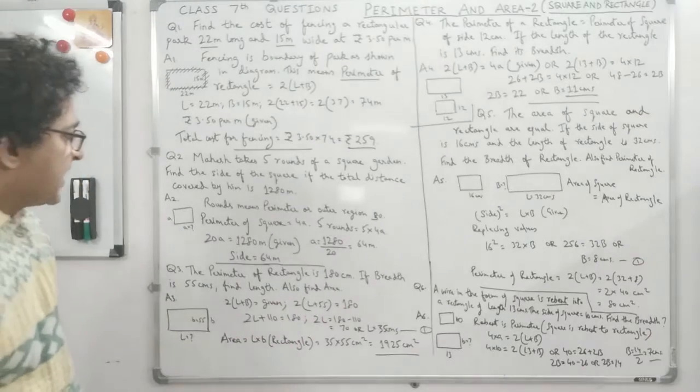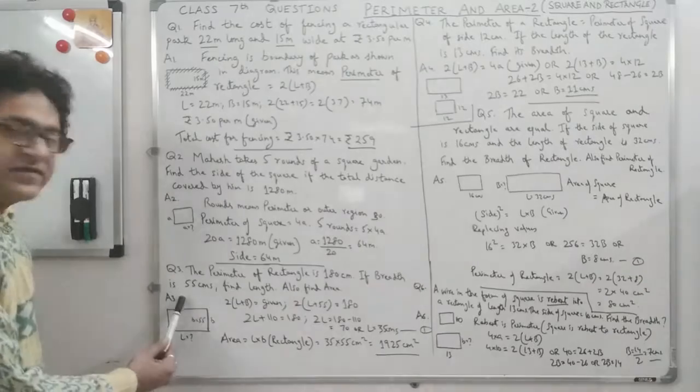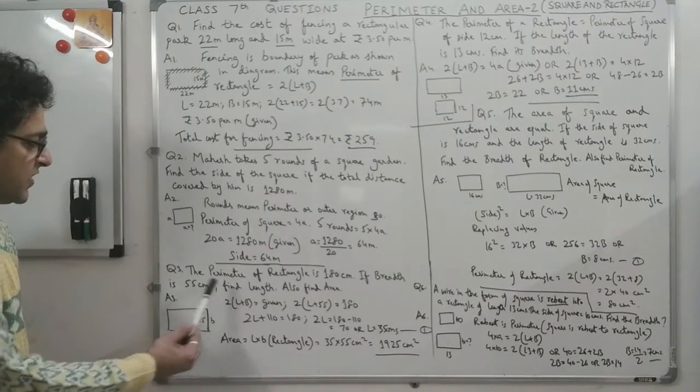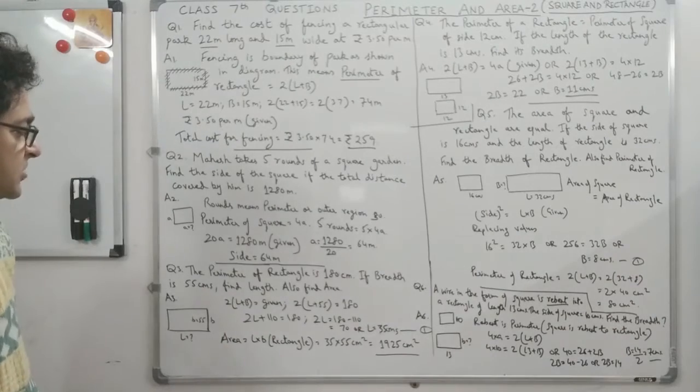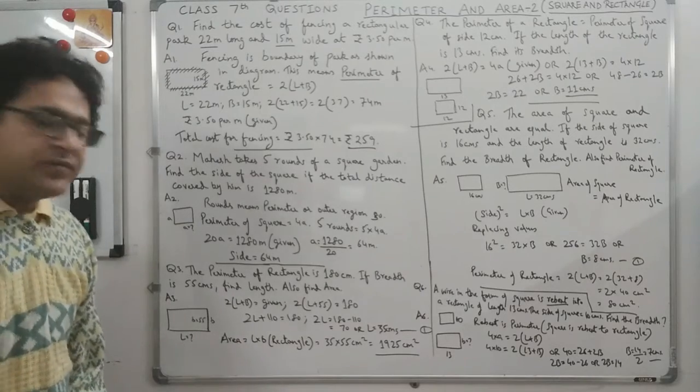The perimeter of a rectangle is 180 centimeters. If the breadth is 55 centimeters, find the length, and also find the area. So two things are being asked: the length and the area of the figure.